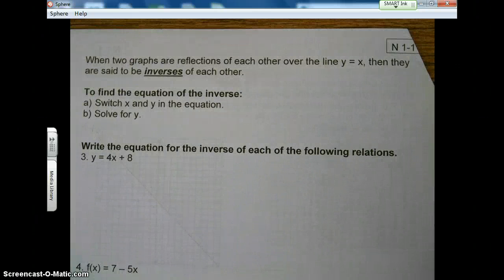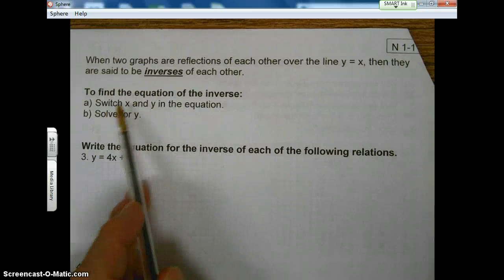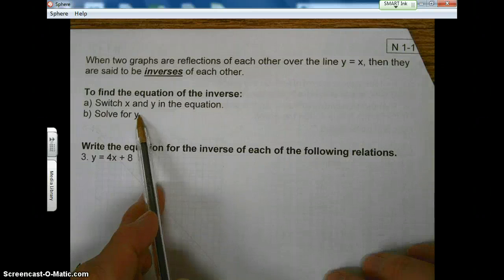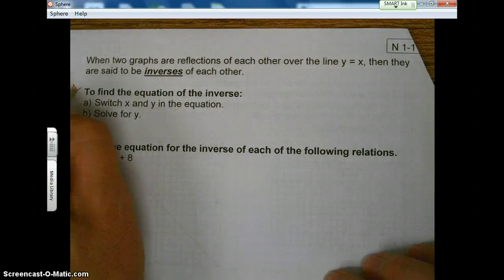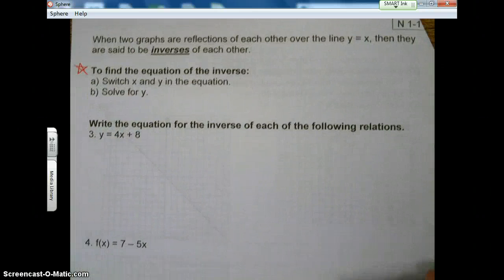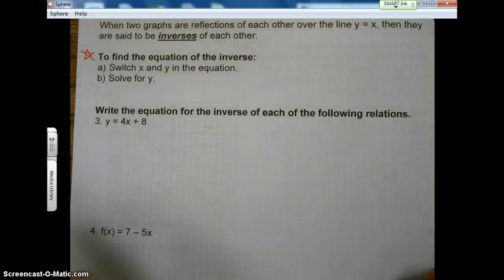When two graphs are reflections of each other over the line y equals x, then they are said to be inverses of each other. To find the equation of the inverse, we start off by switching the x and the y in the equation and solving for y. This is extremely important that you remember how to find an inverse. So let's take a look at number 1. It says write the equation for the inverse of each of the following relations.